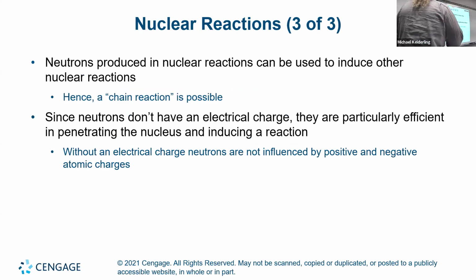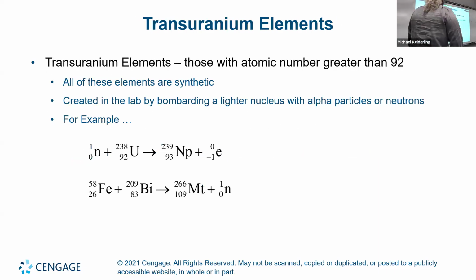Now, neutrons produced in nuclear reactions can be used to induce other nuclear reactions, so you can get a chain reaction. And since neutrons don't have an electrical charge, they're particularly efficient in penetrating the nucleus and inducing a reaction. Without an electrical charge, neutrons aren't influenced by positive or negative atomic charges. What that means is that for certain elements, they're not so stable if you hit them with a neutron, and they'll fall apart violently.